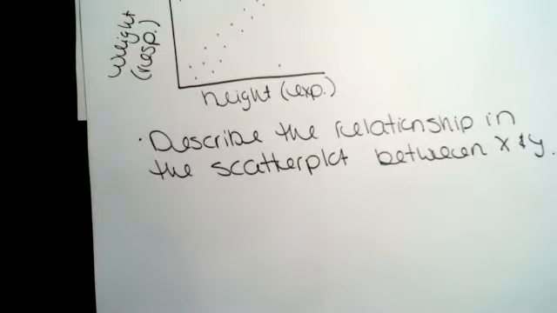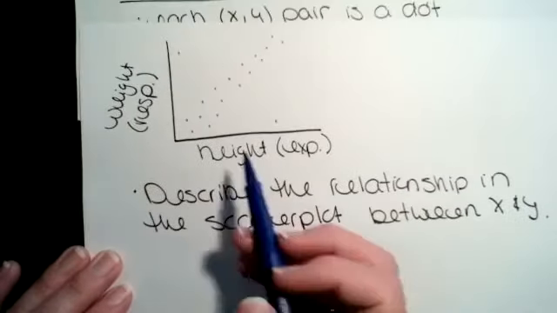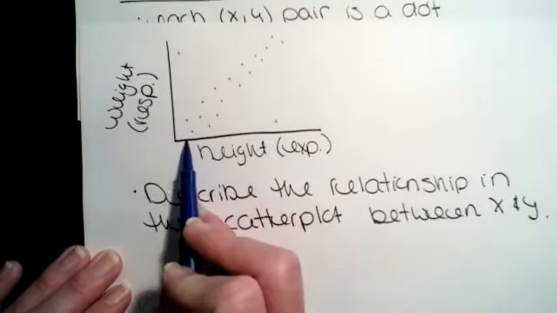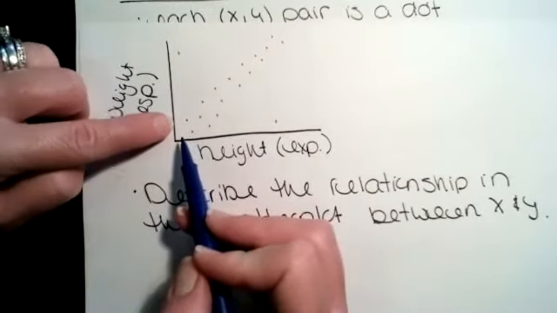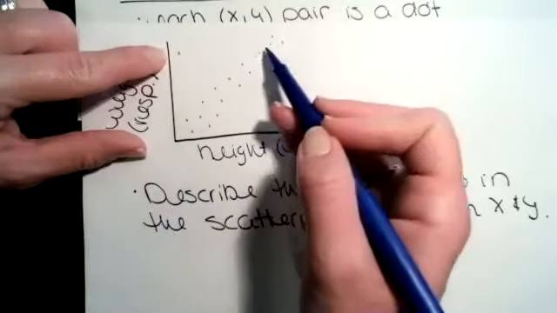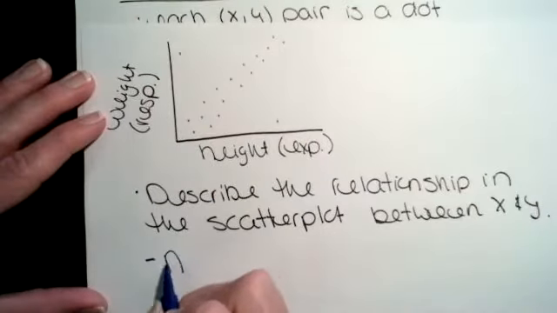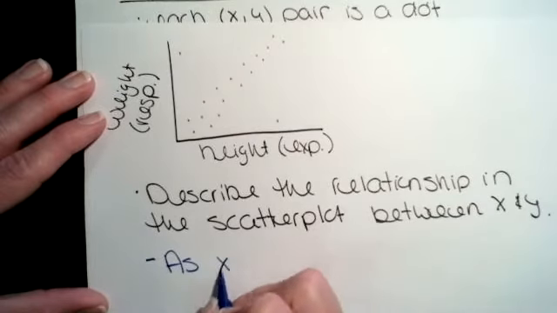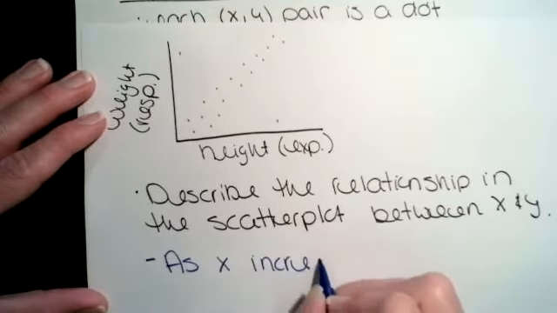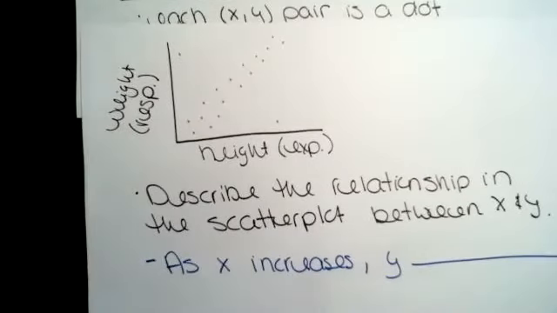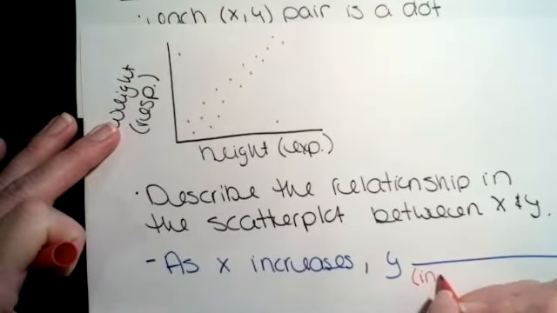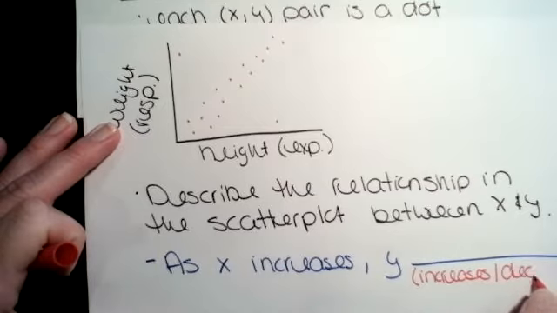So the first thing is I want to know the trend of what's going on. So as my X increases, so as X increases to the right, what is happening with my Y, my response? My Y is also, in this case, increasing. So here I would just say, as X increases, my Y, and then I would fill in the blank. So I would say, okay, well, it's either increasing or decreasing. Okay.